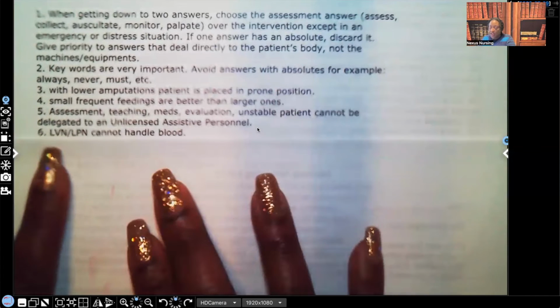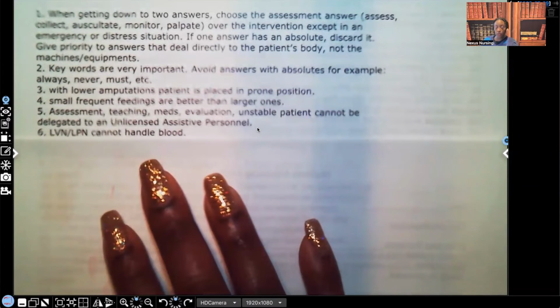Number 6, the LVN, LPN can't handle blood. And this is a general rule. I know there are some states, from what some students have told me, they can. Listen, I've been doing this for a long time, and I don't know of any states that the LPN can do blood transfusions. However, you check with your state. But for testing purposes, that is something complex. That is something the registered nurse needs to handle, not the LPN.